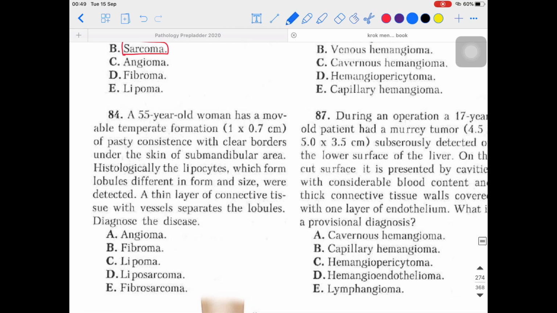Question number 84. A 55-year-old woman has a movable temperate formation, 1 by 0.7 centimeter, of pasty consistence with clear borders under the skin of the submandibular area.